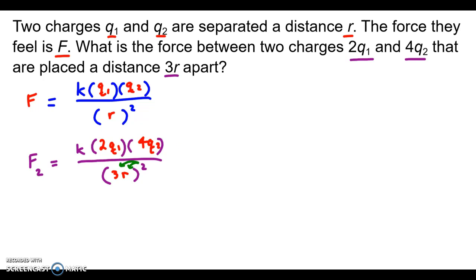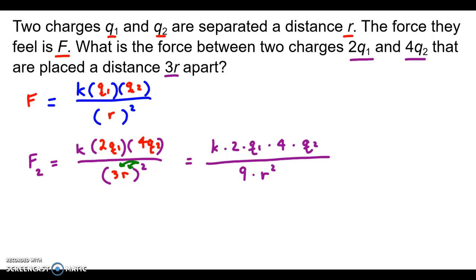And what do we get now? Well, we've got in the numerator a k, we've got a 2, we've got q1, we've got a 4, and we've got q2. In the denominator, we have 3 squared, that's 9, and we have r squared.